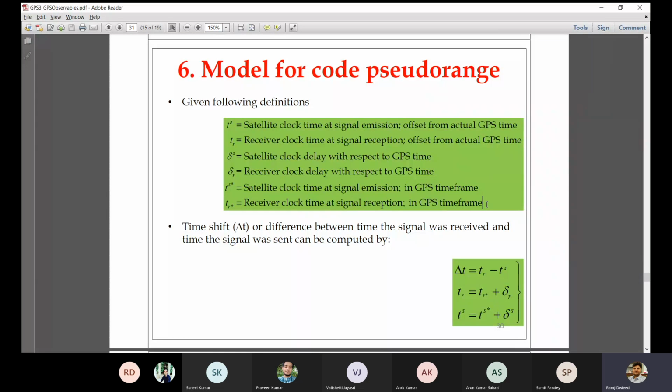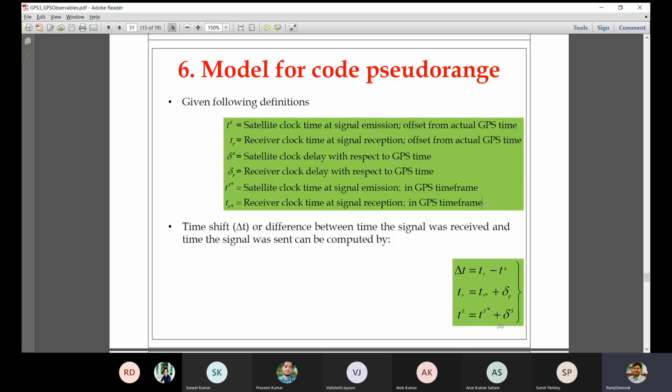Now this looks a little confusing since you are reading it for the first time, but it is very simple. Suppose you have a watch in your hand, both at the satellite end as well as the receiver end. Those at the satellite end will have a watch that is called the satellite clock. Somebody at the receiver end will have a clock that is called the receiver clock.